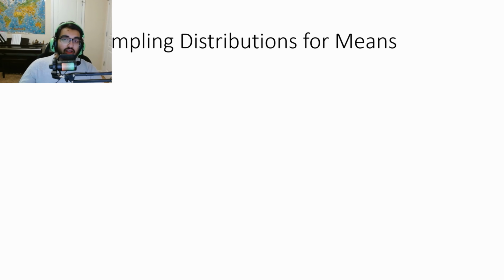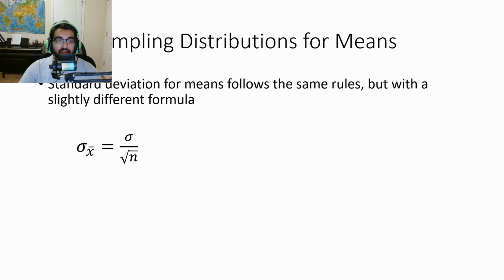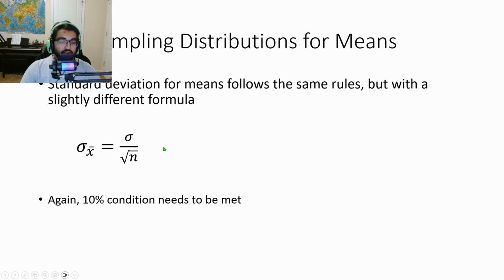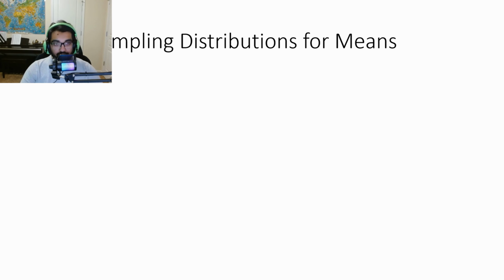Sampling distributions for means continue. Standard deviation for means follows the same rules, but again has a slightly different formula. Sigma sub x bar equals population standard deviation over square root of n. Again, you need the 10% condition to be met for this to be true.